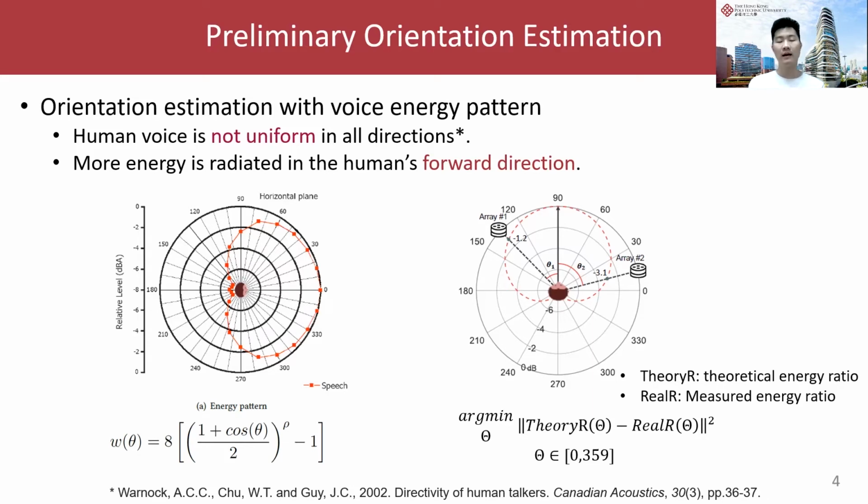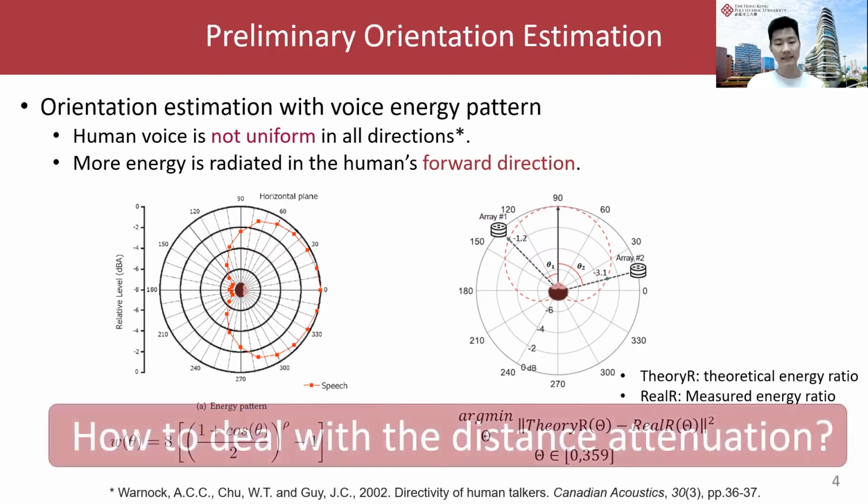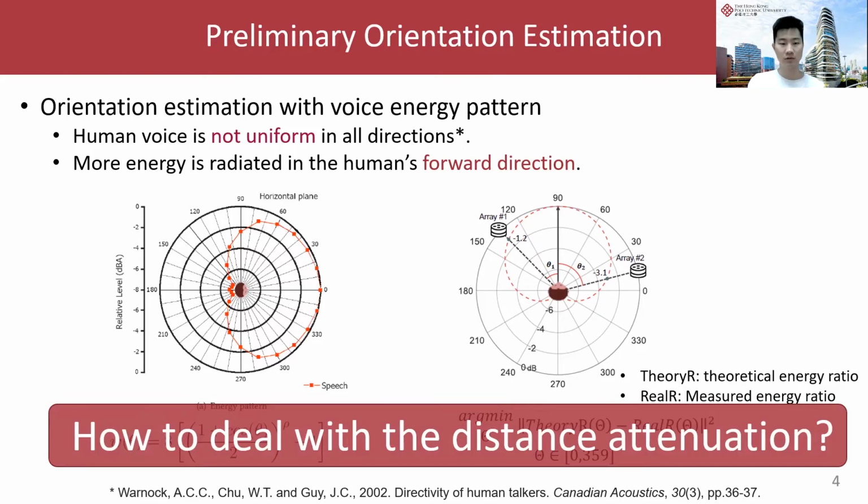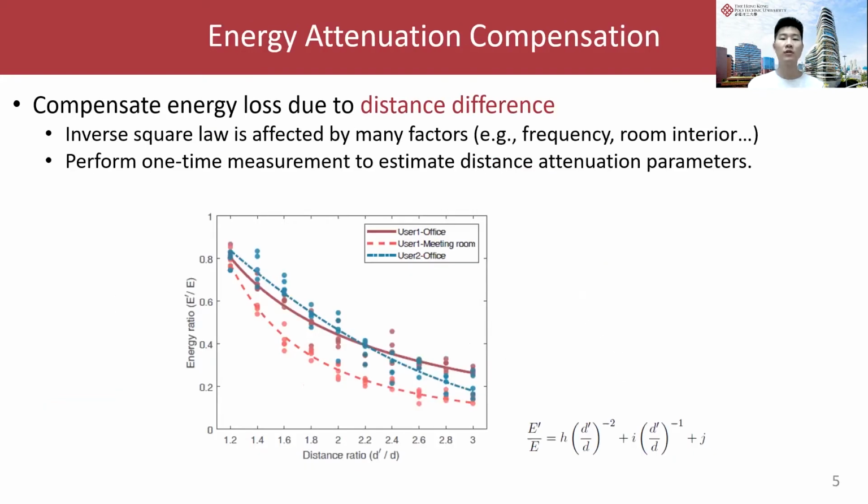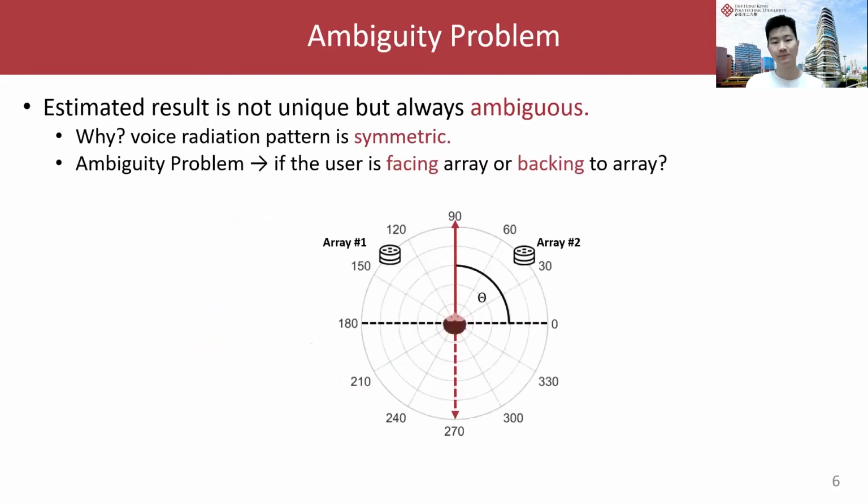Here, you may have a question. The distance difference also leads to energy attenuation. How to deal with this distance energy loss? Well, we can perform one-time measurements at different distances in a room to measure these attenuation parameters and compensate for the energy loss before performing head orientation estimation.